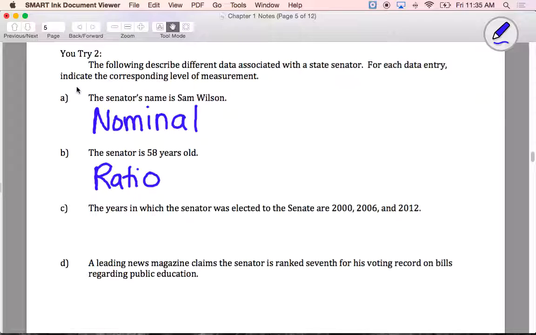For C, we've got the years that he was elected. Remember, years are going to be interval. And then for D, we've got a leading news magazine claims the senator is ranked 7th for his voting record. If we have a ranking, that's going to be ordinal.